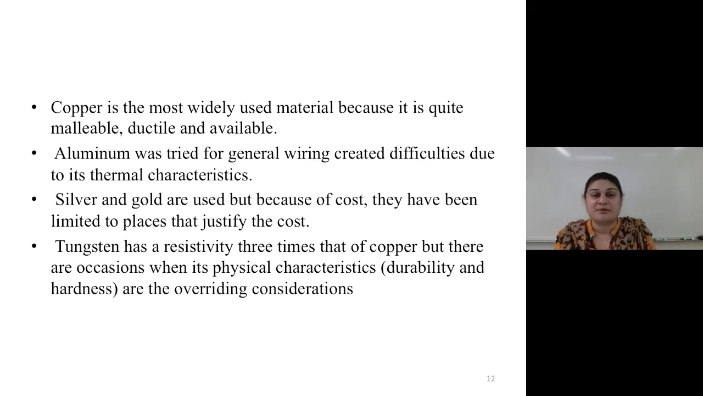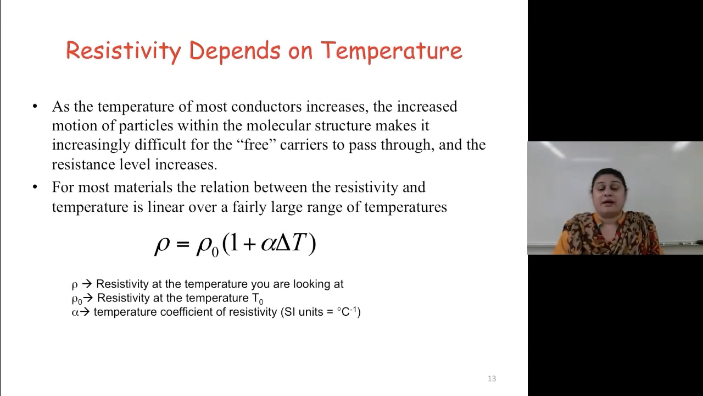Copper is the most widely used material because it is quite malleable, ductile, and available. Aluminium was tried for general wiring, which created difficulties due to its thermal characteristics. Silver and gold are used, but because of their cost, they have been limited to places that justify the cost. Tungsten has a resistivity 3 times that of copper, but there are occasions when its physical characteristics, durability, and hardness are the overriding consideration.